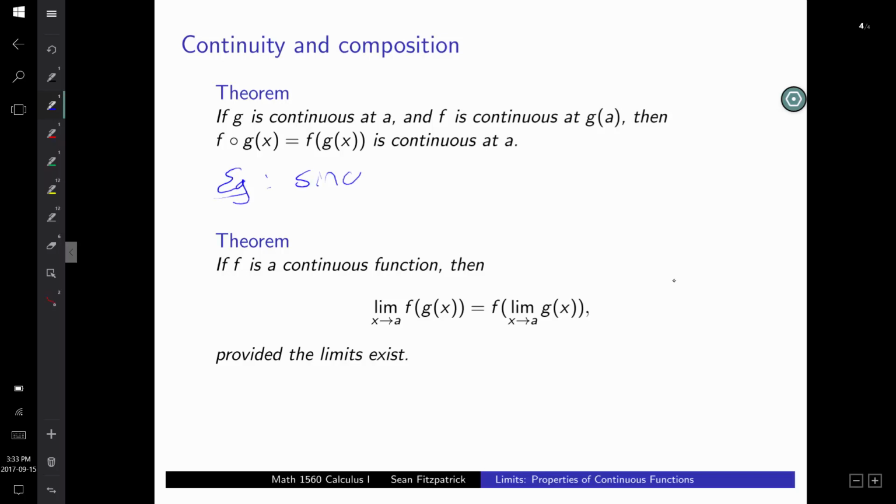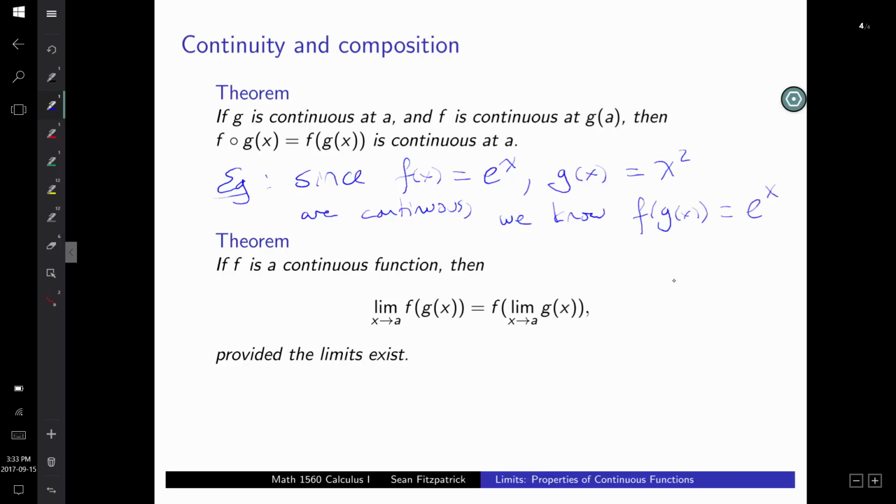So that means, for example, since we know that f of x equals e to the x and g of x equals x squared are continuous, we know that if we do f of g of x, which would be e to the x squared, right? So now we use composition to build more complicated functions like this guy. We know now that that is also a continuous function.